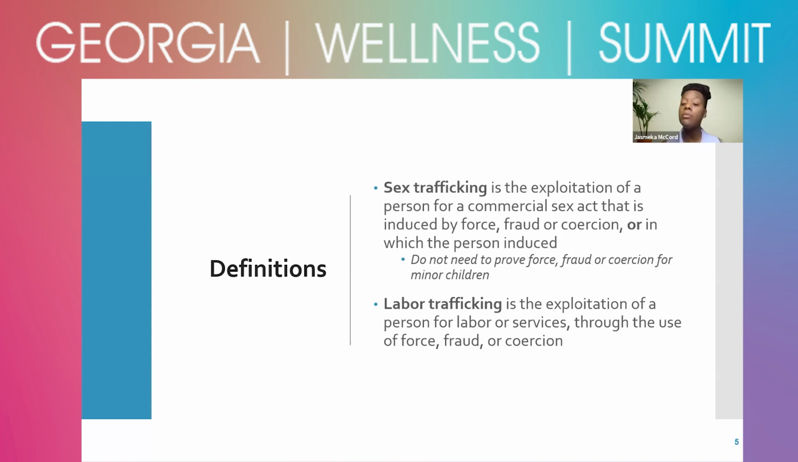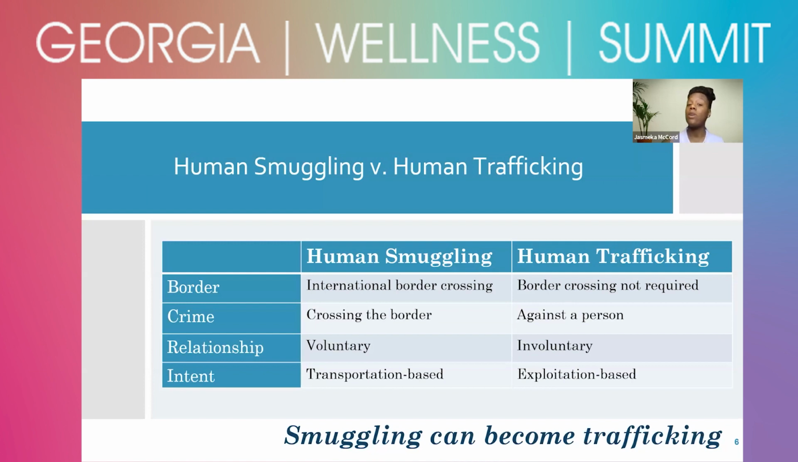Now, on the other hand, labor trafficking is a little bit less common, not in the sense that it's less prevalent, but in the sense that people do not recognize it as much. It is the exploitation of a person for labor or services through the use of force, fraud, or coercion. So whether it's sex trafficking or labor trafficking, force, fraud, or coercion is involved. Now, the next thing we want to talk about is the difference between human trafficking and human smuggling, because this term can be confused with other things.